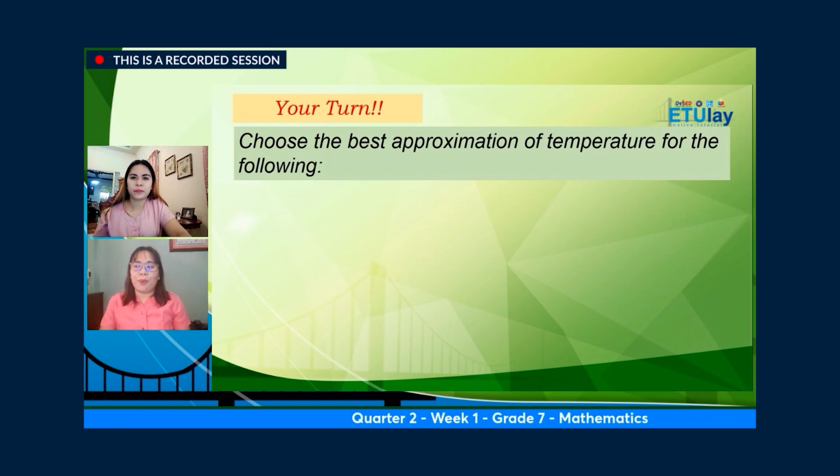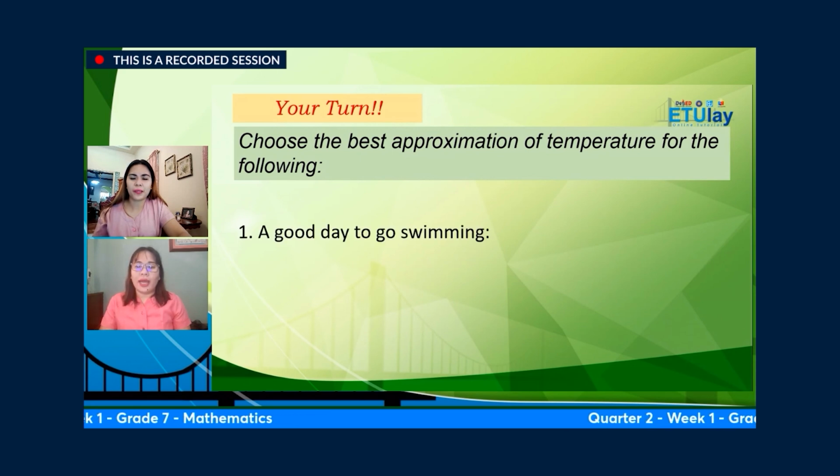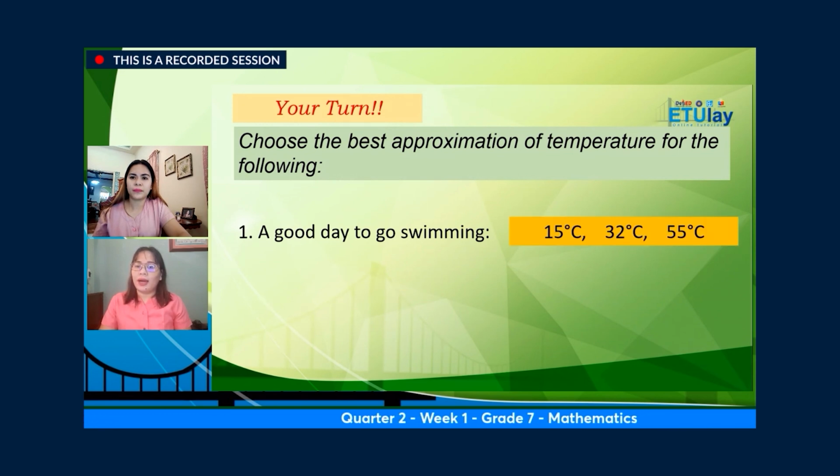Choose the best approximation of temperature for the following. Number 1, a good day to go swimming. We have 15 degrees Celsius, the second one, 32 degrees Celsius, and the last one, 55 degrees Celsius. What is the answer? Yes, it is 32 degrees Celsius.